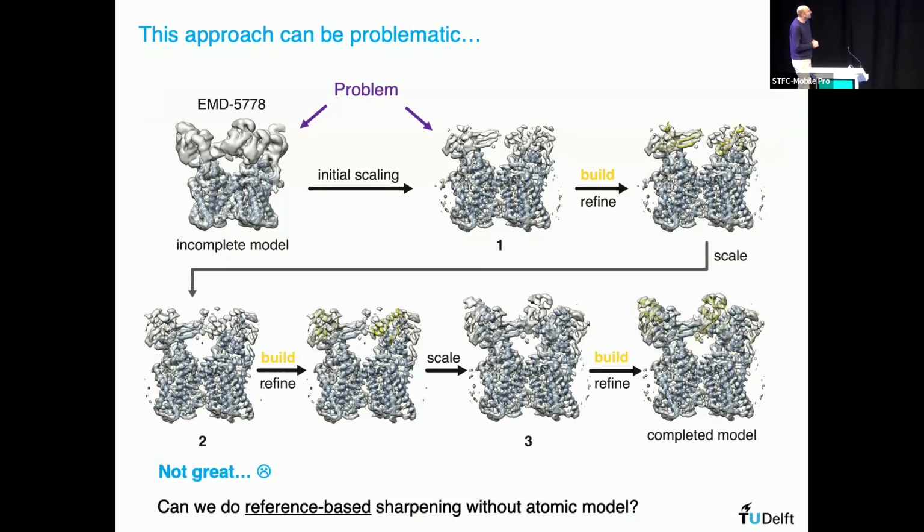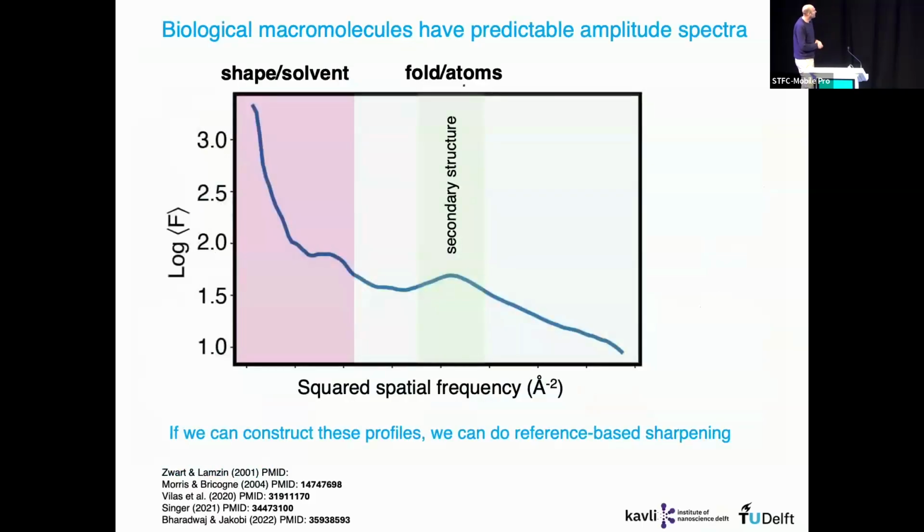So that's not great. And that's why we posed the question if we can do reference-based sharpening without an atomic model. Now, there are other ways how you can do local sharpening without atomic models. I'm not going to discuss those, but I'm going to come back to them later. But in our case, we really want to do this reference-based. So we want to have an estimate of that radial structure factor and imprint that onto the experimental density maps.